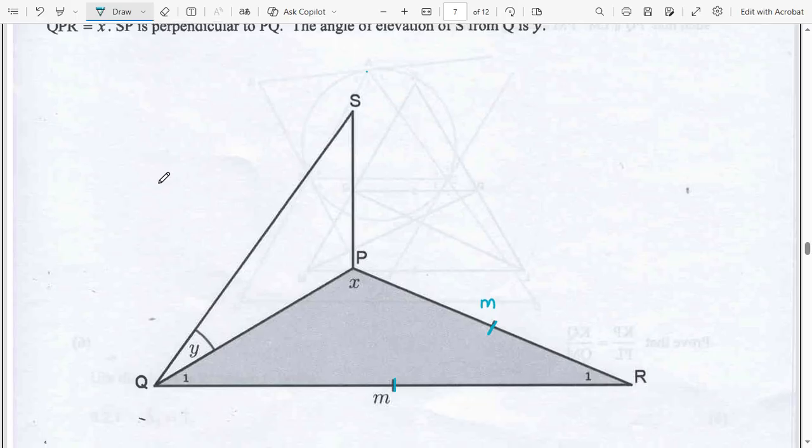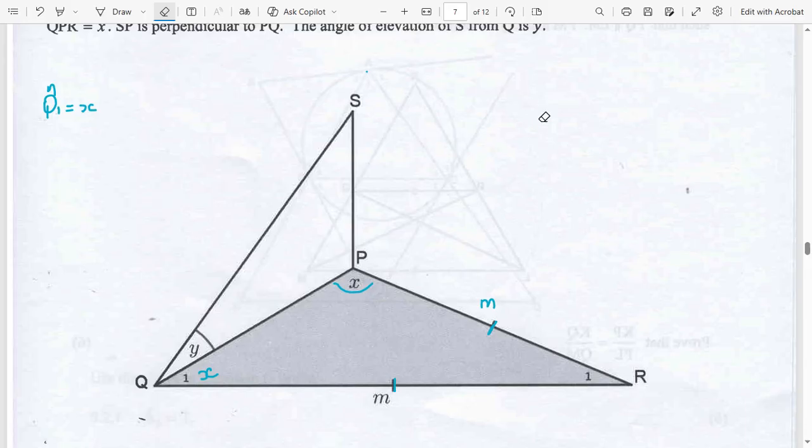QPR is X, we can see that. So if QPR is X, if this angle is X, this angle also is X. Remember, base angles of a triangle. So I'm going to say angle Q1 is equal to X. What is the reason? You can say opposite side equal angle, or you can say base angles of a triangle. Okay, so if I have a triangle like this and this side is equal to that side, this angle is equal to this angle, base angles of a triangle, right?